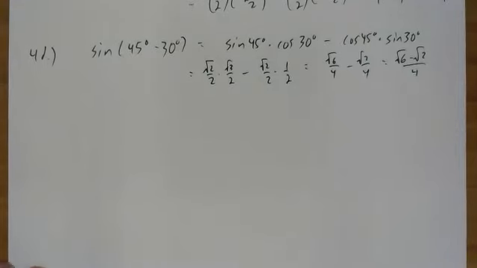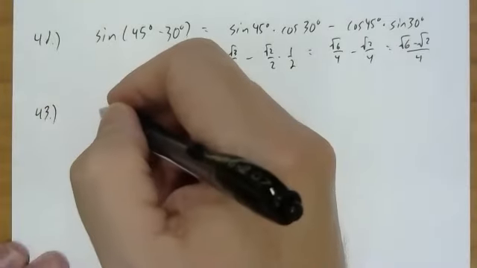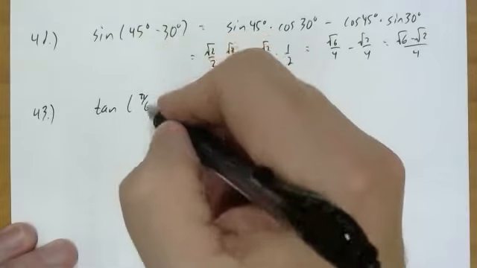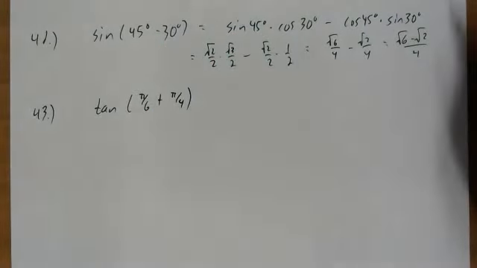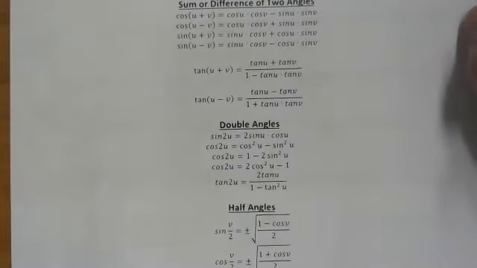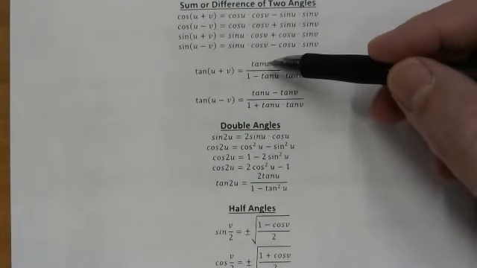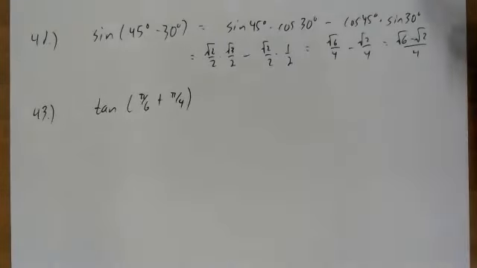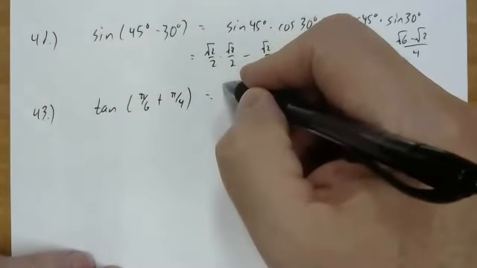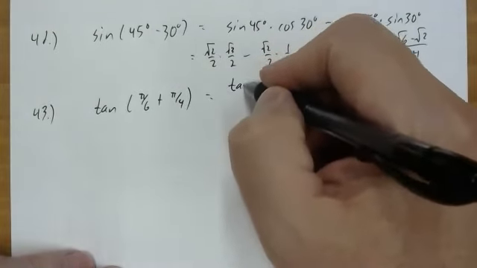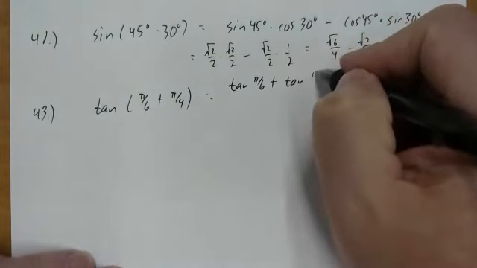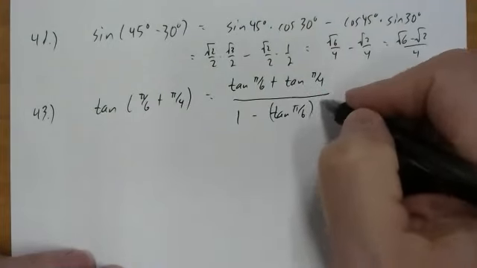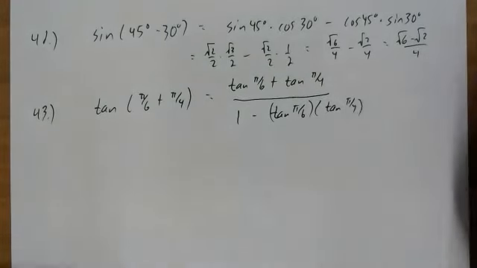Continuing on, 43. Tangent of pi over 6 plus pi over 4. So the equation for the tangent is a little messier, it's like a fraction. So tan u plus tan v over 1 minus tan u tan v. So tangent of pi over 6 plus tangent of pi over 4 over 1 minus tangent of pi over 6 times tangent of pi over 4.